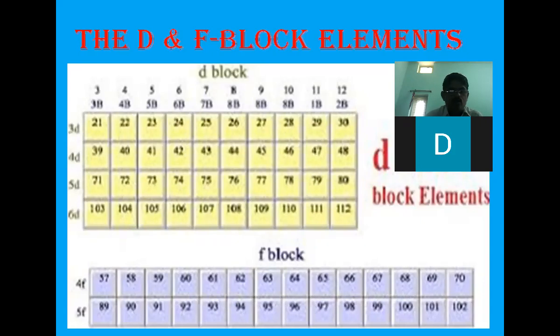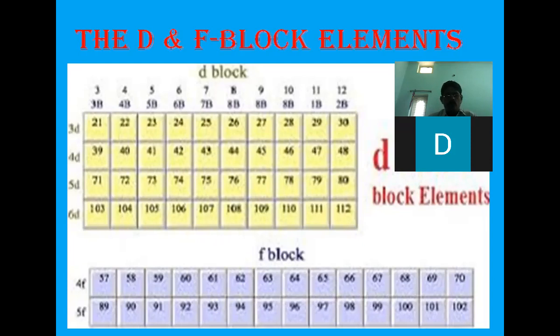There are four series which are located in between the S and P blocks, that is 3D, 4D, 5D, 6D. I have given here the atomic numbers of the 3D series, which start from 21 and end with 30. Like that, for 4D 39 to 48, 5D 71 to 80, then 6D 103 to 112.